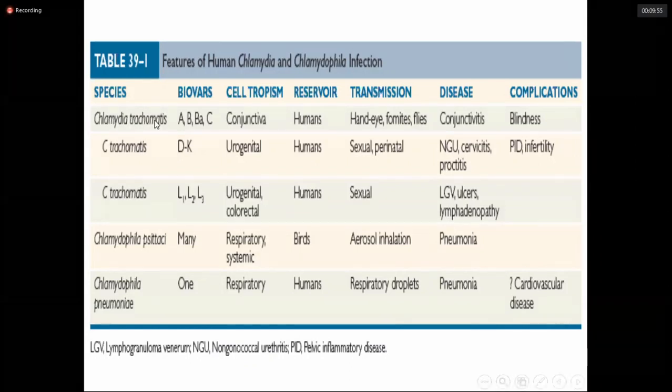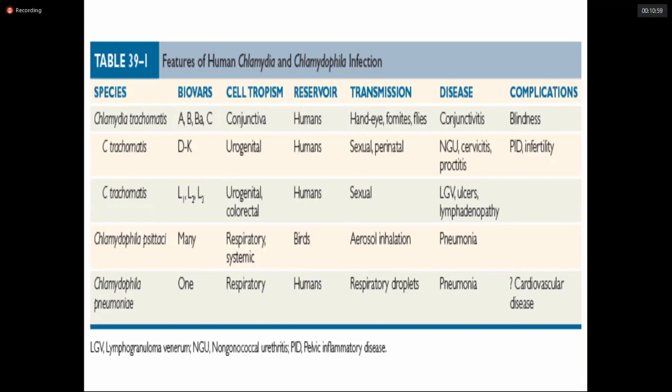Trachoma: Chlamydia trachomatis, and we have said it has biovars A, B, and C, can cause conjunctivitis. Reservoir is human, transmission is hand to eye, or fomites and flies. The disease causes conjunctivitis, and the complication can lead to blindness. D to K, Chlamydia trachomatis also, the cell tropism is urogenital, as we said. Reservoir again human, transmitted by sexual and perinatal routes, can cause non-gonococcal urethritis, cervicitis, and proctitis, as I mentioned. Complication: PID, pelvic inflammatory disease, and can lead to infertility.